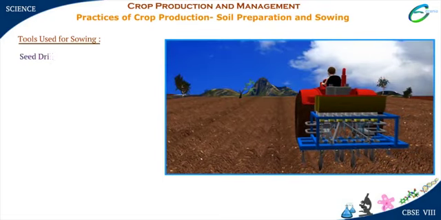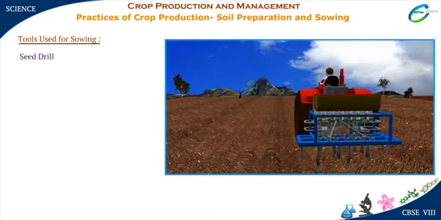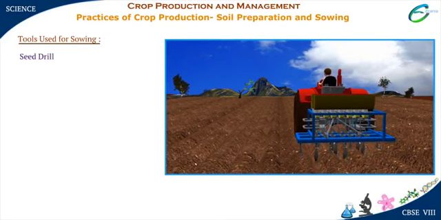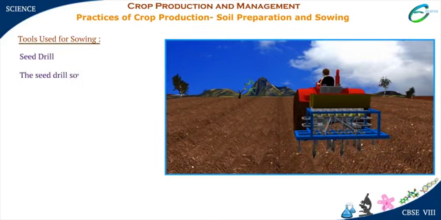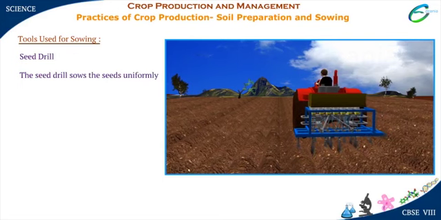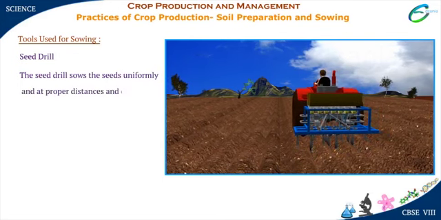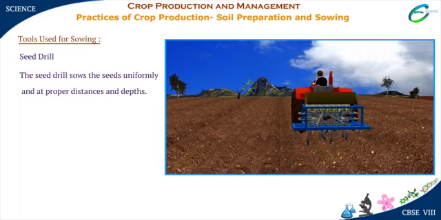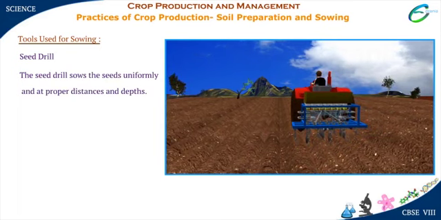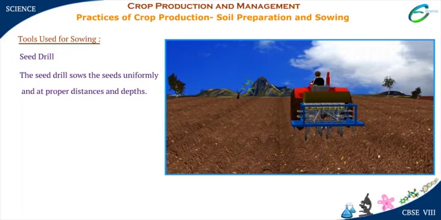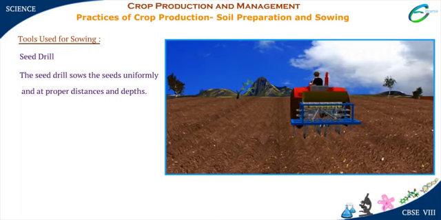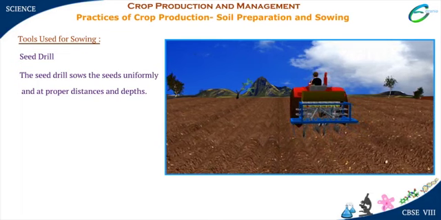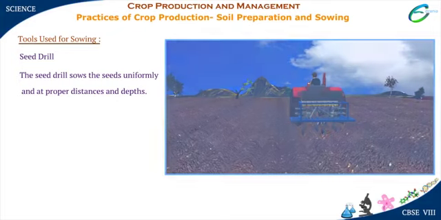Nowadays, a seed drill is used for sowing with the help of tractors. The seed drill sows the seeds uniformly and at proper distances and depths, and even ensures that the seeds are covered with soil after sowing to prevent damage by birds. Using a drill to sow also saves time and labor.